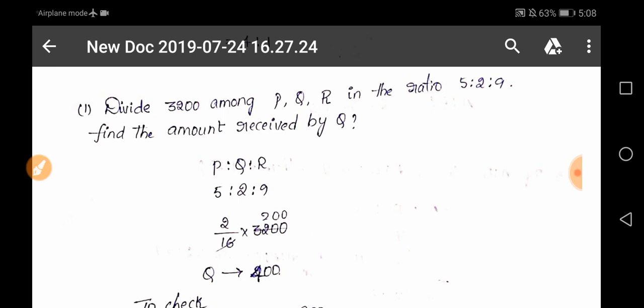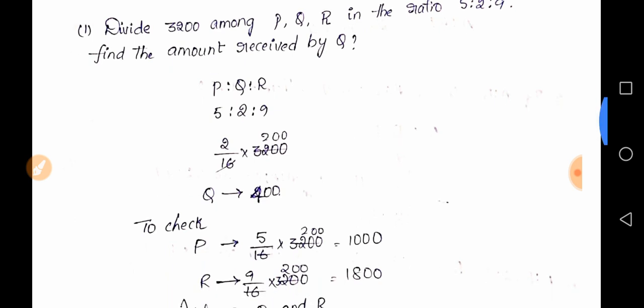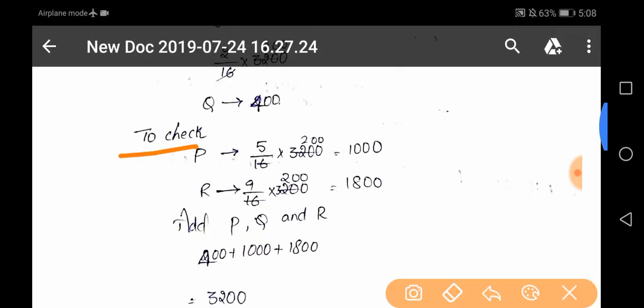Just to cross check whether you did right or wrong, do this, but not for all the problems. To check whether it is right or wrong, I just did this, but there is no need to do all this, just to check, that's all.